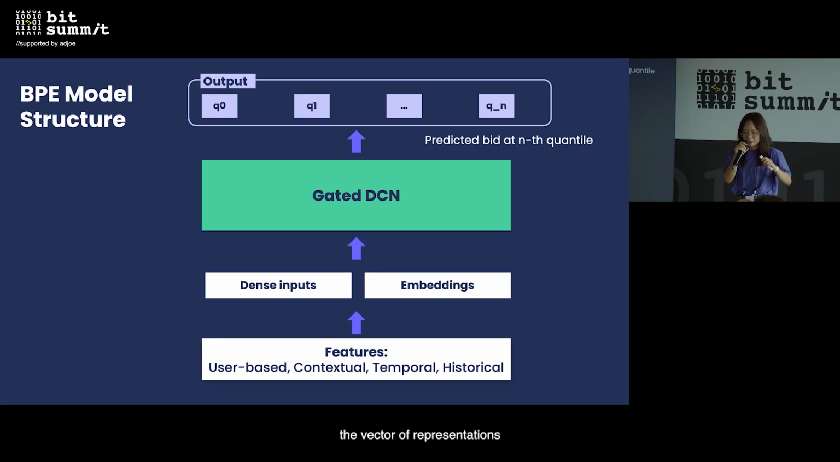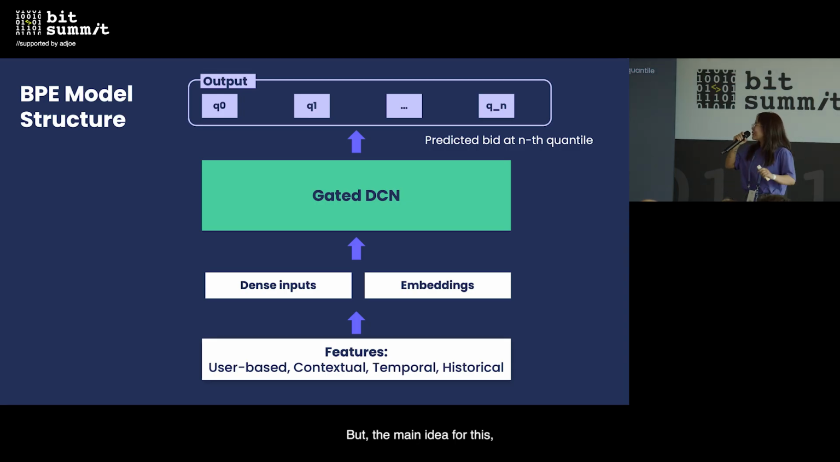After we have the vector representations of those features, we forward them into a special neural network structure called the gated deep cross network. We had a very nice presentation about the gated deep cross network from our company by our colleague Hafez, who is sitting in the front row, last year. So if you are interested, please go to YouTube and watch his presentation. I learned a lot from it.